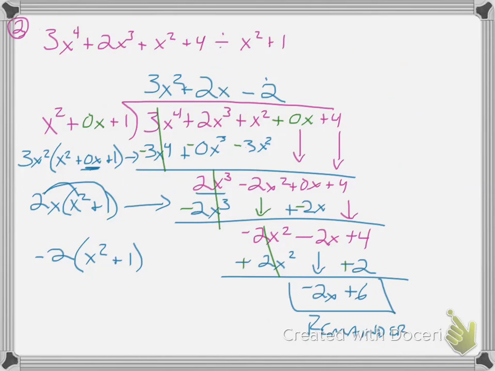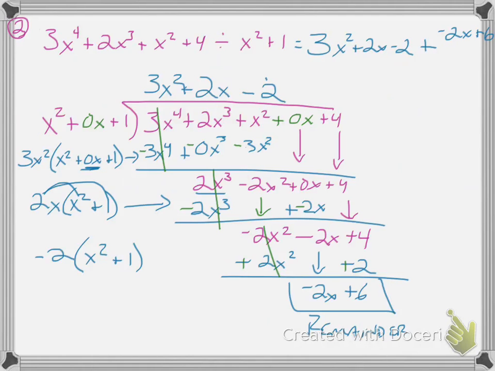We're going to write the remainder as a fraction, though. So my quotient here is 3x squared plus 2x minus 2. And then the remainder is going to be plus your remainder. Negative 2x plus 6, the remainder divided by the divisor x squared plus 1.